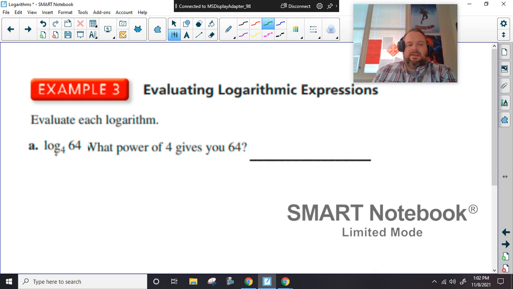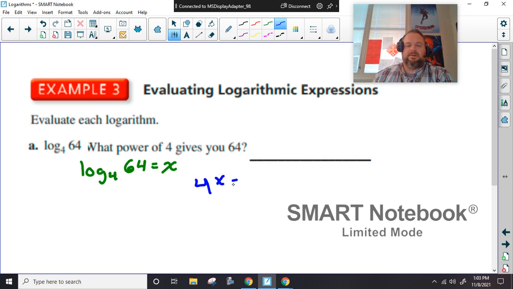This right here, evaluate each logarithm. These are super hard. So you could rewrite it like this. Basically, now we're asking what power of 4 gives us 64. That's where it's like 4 to the x power equals 64.